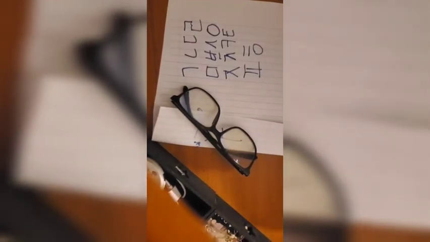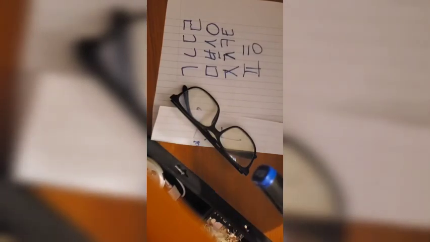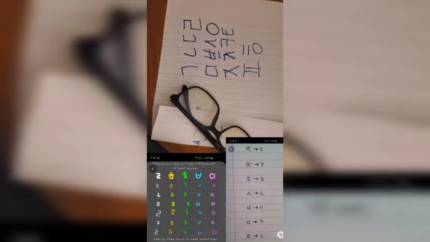And some of these consonants could actually be written differently, so I will insert a picture somewhere here to show how they could look different.